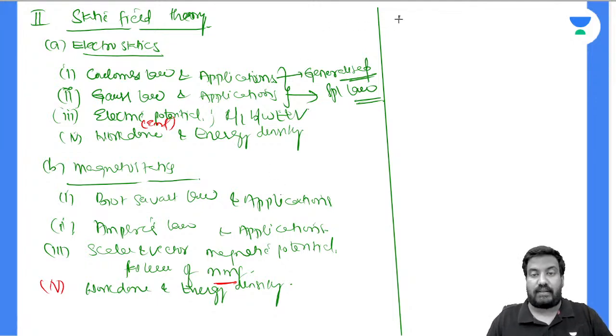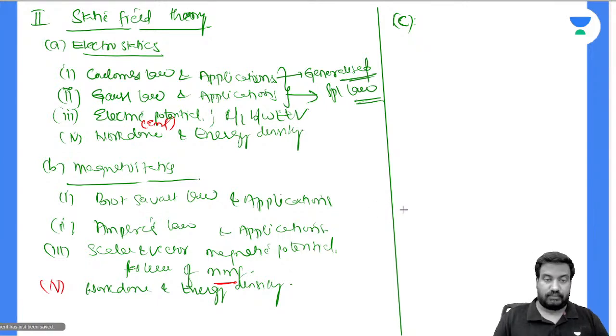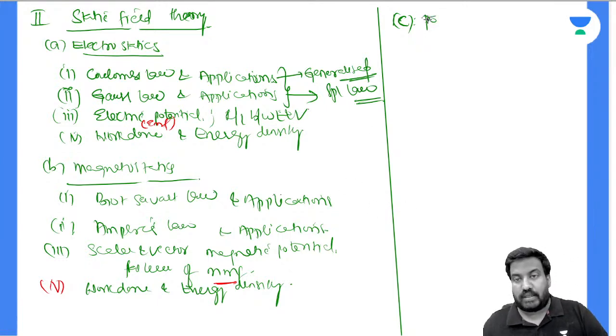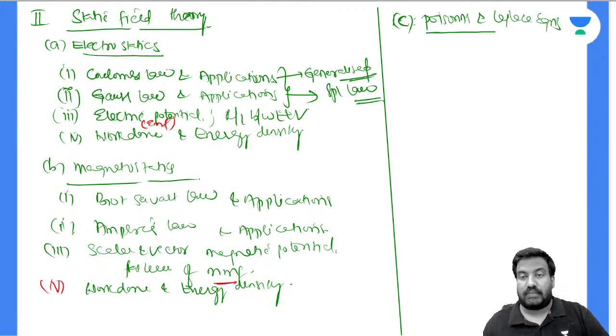Topics common to both include Poisson's and Laplace equations. We have seen Poisson's and Laplace equations and the general solution for the same. Wonderful problems we have done under Poisson's and Laplace equation like never before, which is a common topic. We have Poisson's and Laplace equation for electrostatic field and for magnetostatic field.